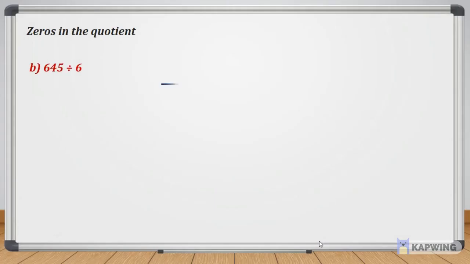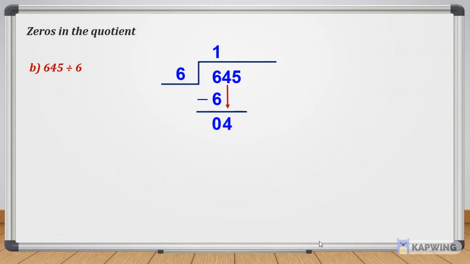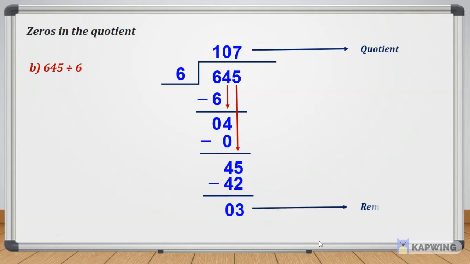Let's solve one more sum. 645 divided by 6. 6 ones are 6. 6 minus 6 is 0. Take the next digit down. Now 4, we can't take two digits at a time down. We have to take one digit at a time. So 4 doesn't come in the 6 table. So we will do it this way, 6 zeros are 0. Now 4 minus 0 is 4. Now take the next digit down, that is 5. Now here 6 sevens are 42. 45 minus 42 is 3. So here 107 is our quotient and 3 is our remainder. Therefore quotient equals 107, remainder equals 3.